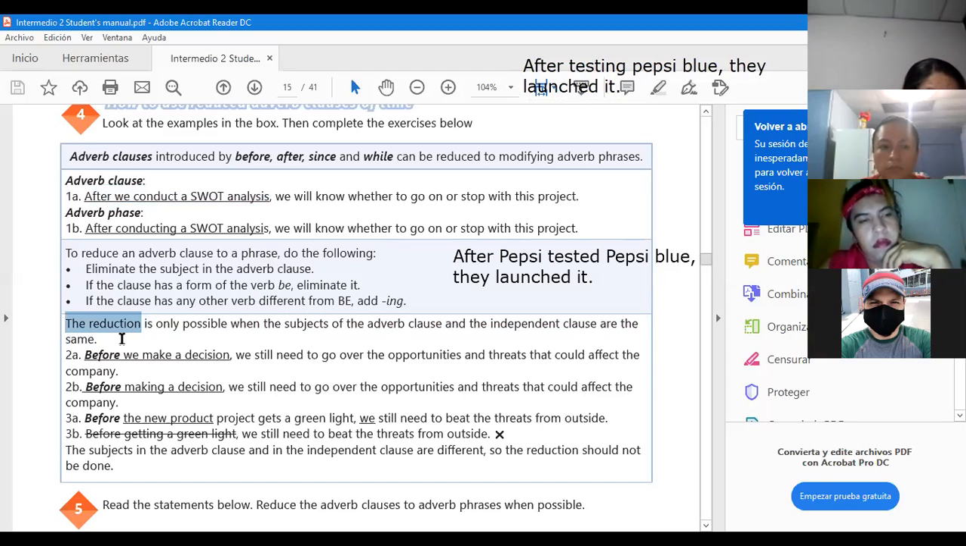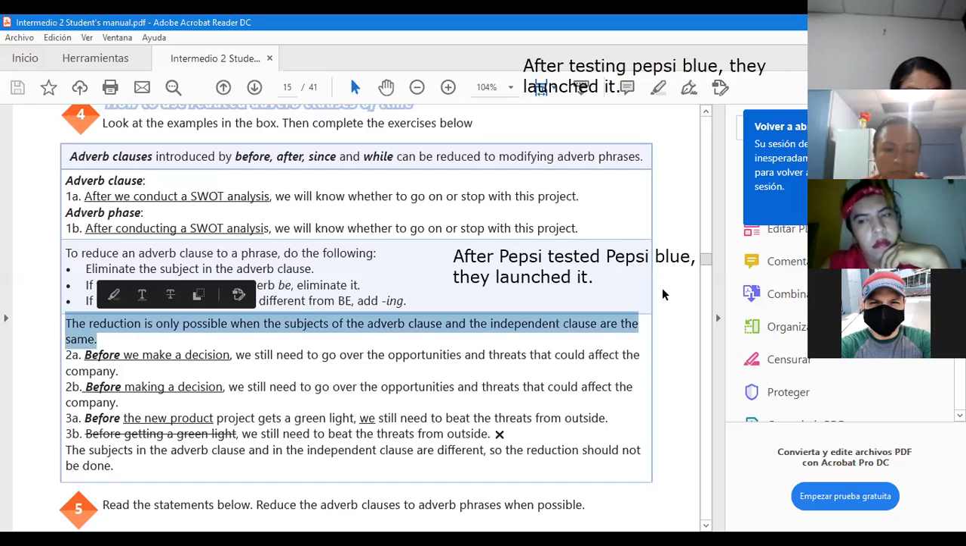The reduction. Reduction is only possible when the subject of this adverb clause and the independent clause are the same. Okay, great. So the reduction is possible only when the subject is the same. Hey, look at my Pepsi example. After Pepsi tested Pepsi Blue, they launched it.